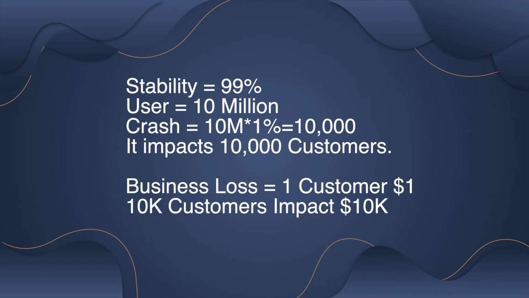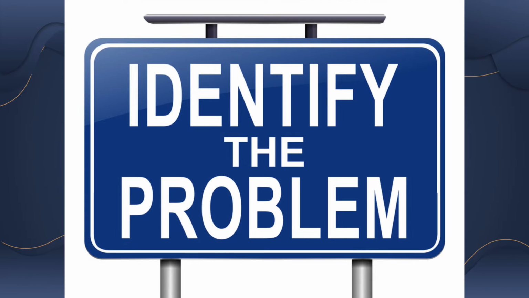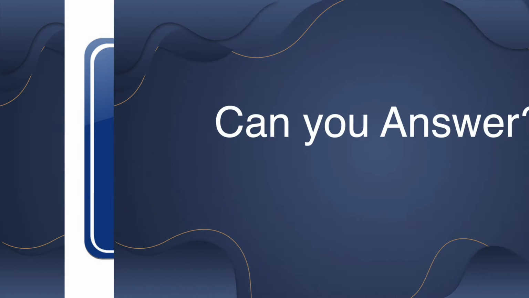Let's say with one crash we are losing $1. Then 10,000 customers will impact $10,000, and as the business is repetitive, it's not a one shot. So we can expect that this $10,000 is not a single shot loss. It will be on a daily or monthly basis. Then from a business point of view, again we are losing a lot of money. That's why stability is important.